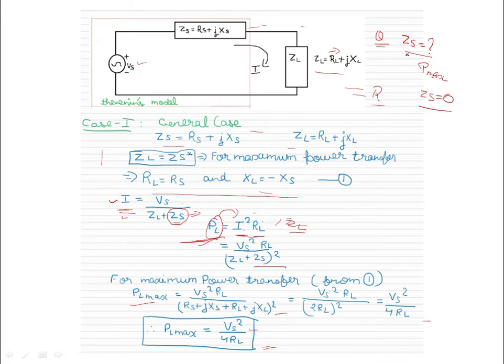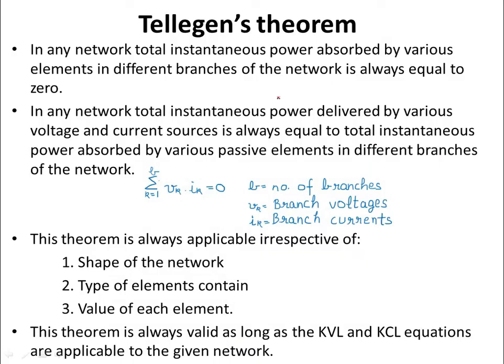But this is only the case when the source impedance is variable, because in this theorem we have assumed that source impedance and source voltage are not variable, only the load is variable. Okay, so we have completed our important theorem. Now these theorems are just for your knowledge. They are not so important. So let's start with Tellegen's theorem.